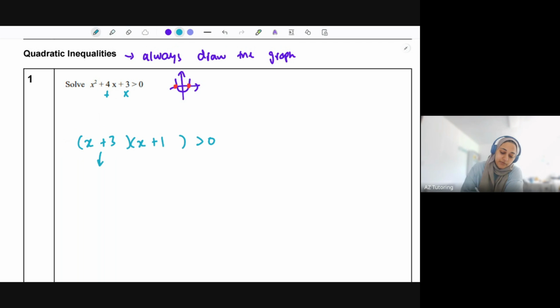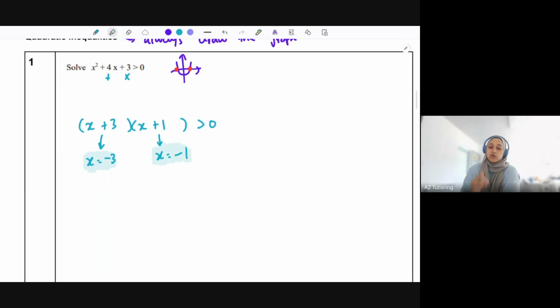So therefore, the two places where it crosses the x-axis, remember it's the opposite sign: for x plus 3, it'll be x equals minus 3, and for x plus 1, it'll be x equals minus 1. So what we've essentially found is these are the two places that it's crossing the x-axis. So let's draw a rough sketch now and see what happens. So let's draw it like this.